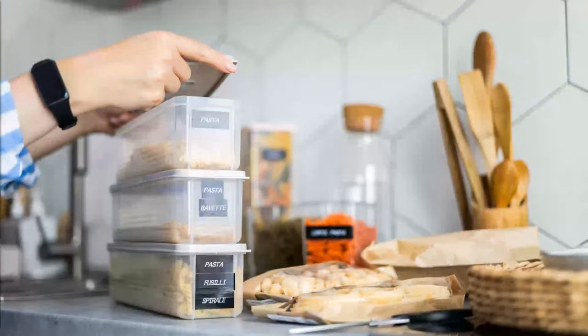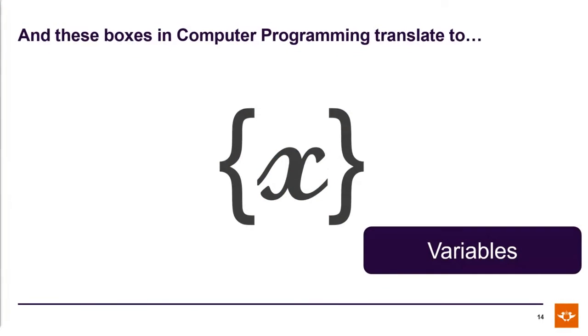So if you have 1,000 numbers, you need to put these 1,000 numbers somewhere. You're going to put them in boxes, right? Like as you see over here, the 3 types of pasta. Each pasta is in its own little container. It's easier to separate your concerns. It's easier to see what belongs where. And in programming, these boxes are called variables.